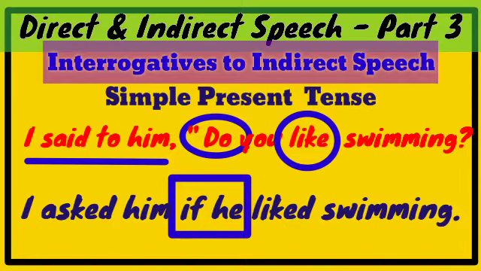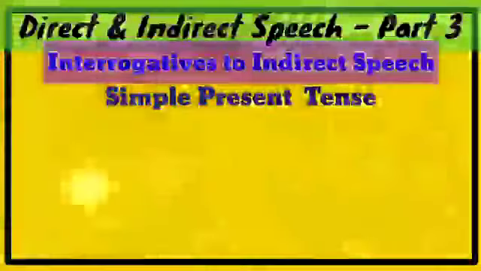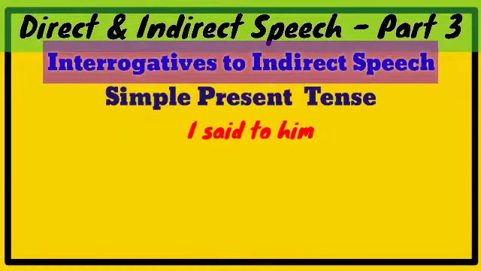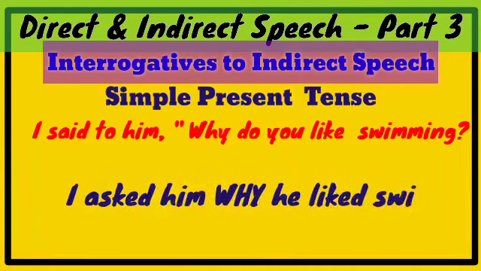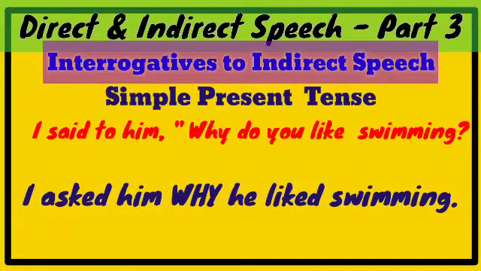Let's try to solve a WH question in simple present tense. I said to him, "Why do you like swimming?" Apply all the rules here. The same thing, it is a WH question, so we have to start the reported speech with the WH word in the second part. So the answer will be: I asked him why he liked swimming. The only change is that instead of if or whether, we have used the question word why.